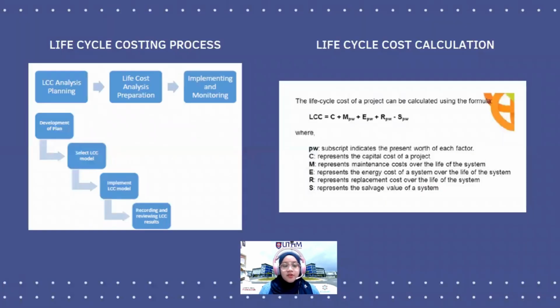Life cycle costing process. First, LCC analysis planning. Second, life cycle costing analysis preparation. And lastly, implementing and monitoring. LCC analysis planning has four stages, which are development of plan, select LCC model, implementing LCC model, and recording and reviewing LCC results. For life cycle cost calculation, this is the formula.